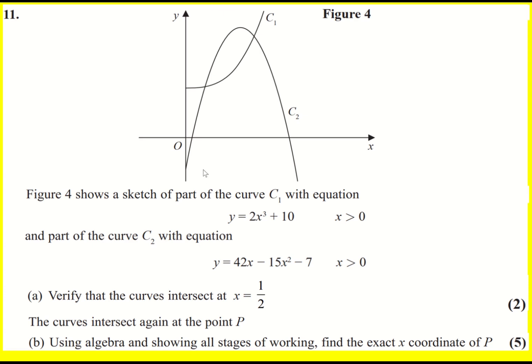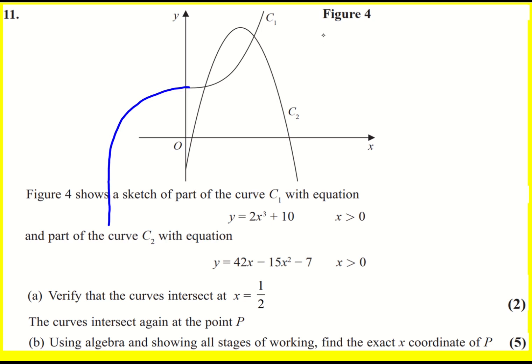Figure 4 shows a sketch of part of the curve C1 with equation y equals 2x cubed plus 10. This is a cubic and would actually at some point turn and come back down. And then part of the curve C2 with this quadratic equation. We're asked to verify that the curves intersect at x equals a half.